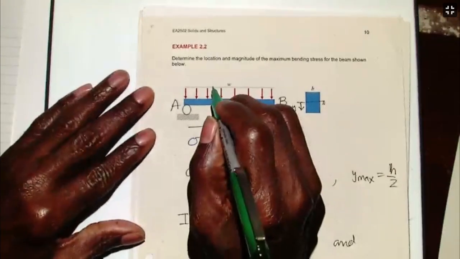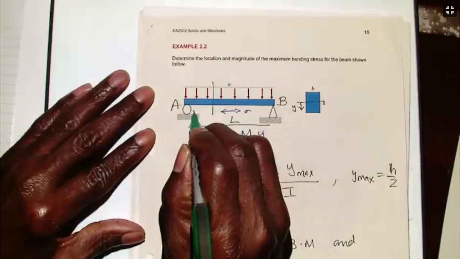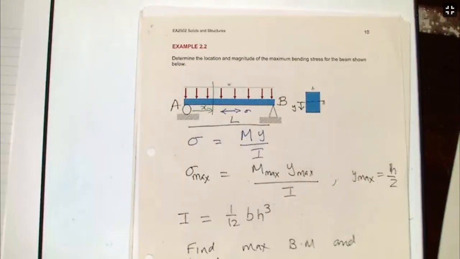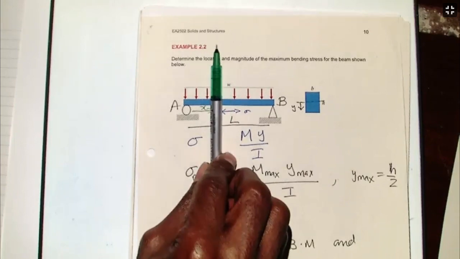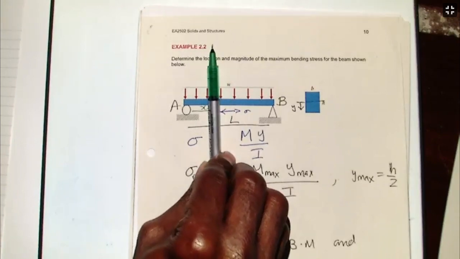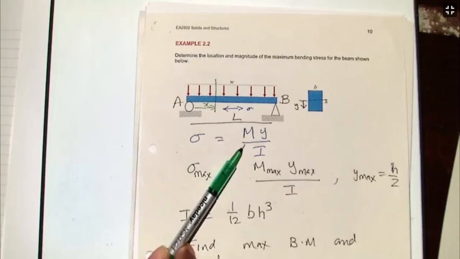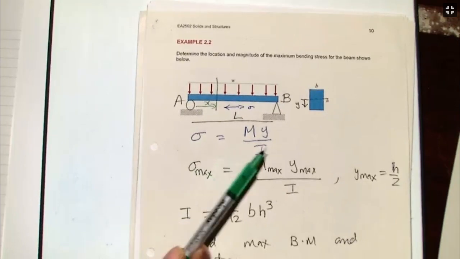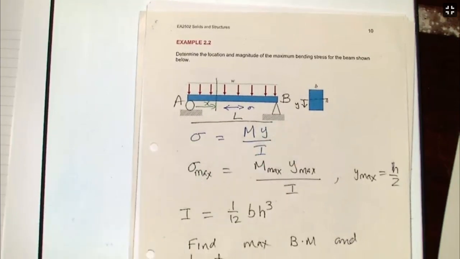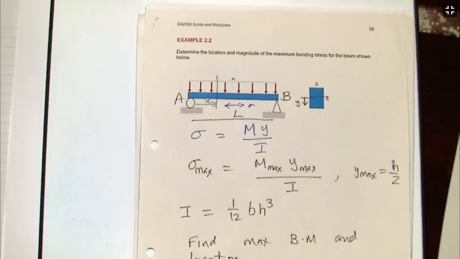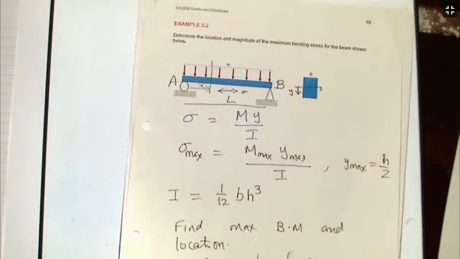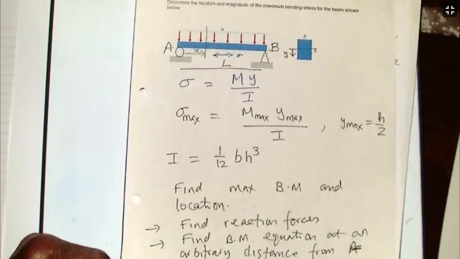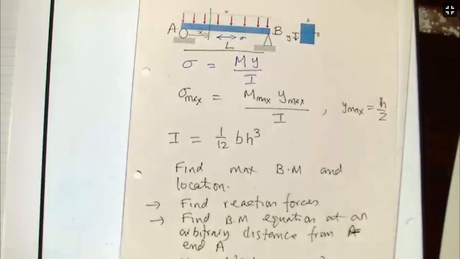If my interest, however, is just to find what the bending stress is at a given distance x, not the maximum, then I need to know what the bending moment is at that point. That bending moment is what I will use here, and y is how far I am from the neutral axis, and I is the second moment of area of the particular cross section that we are dealing with.